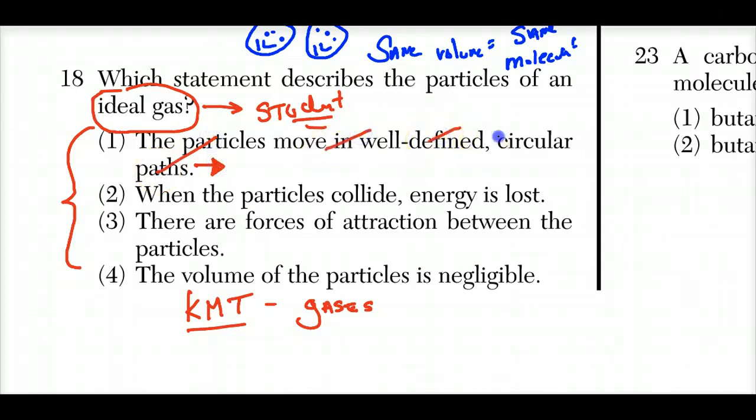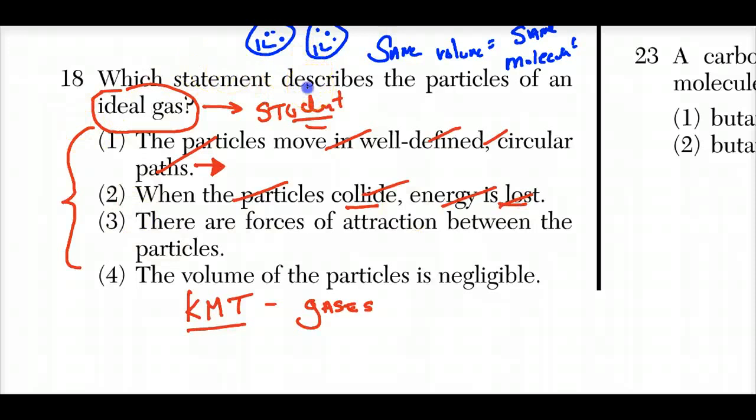So that's not what we're talking about. When particles collide, energy is lost. Well, no, when these ideal gas students bump into people, that energy is transferred. Okay, it's never lost. If it was lost, we'd have implosions in tanks, so that can't be. There are forces of attraction between the particles.